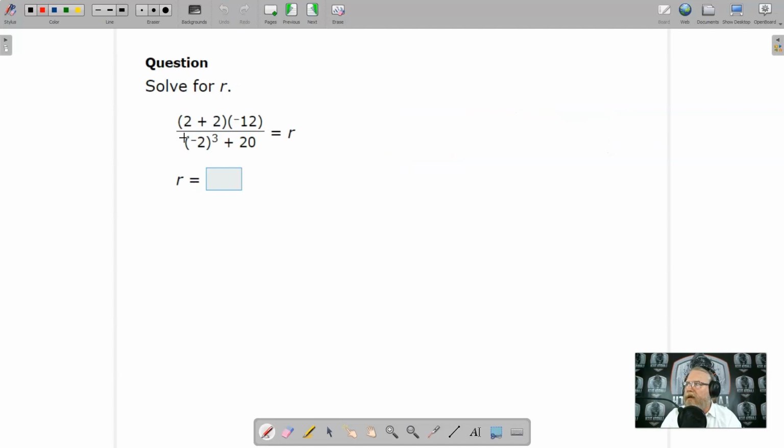Solve for R. Well, always good to rewrite the problem. So let's do quantity of 2 plus 2. And we're going to multiply that times a negative 12. And for our denominator, we're going to have negative 2. Notice that the negative sign is inside the parentheses. That's going to make a difference. And plus 20. All right.